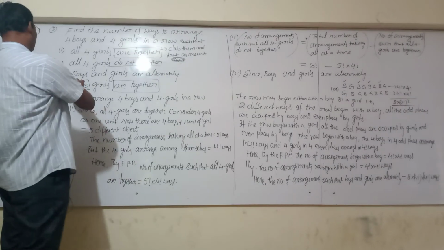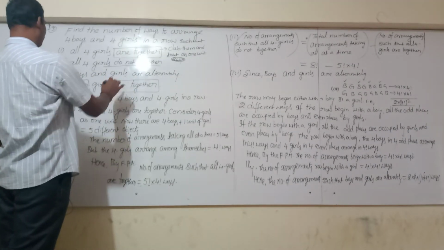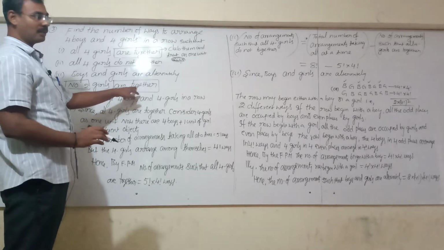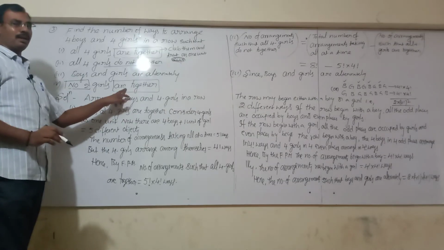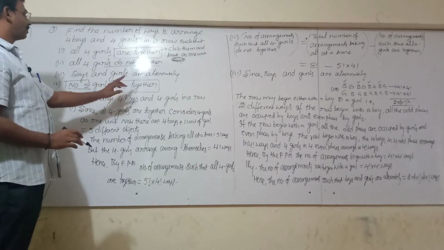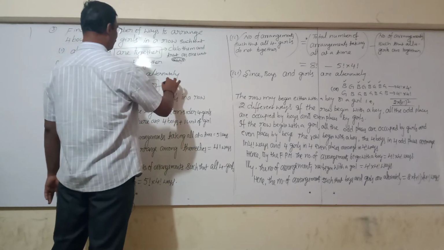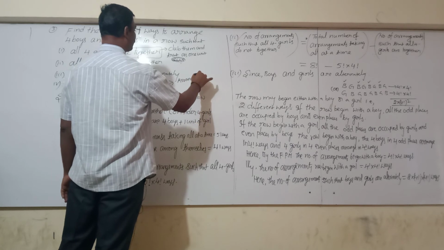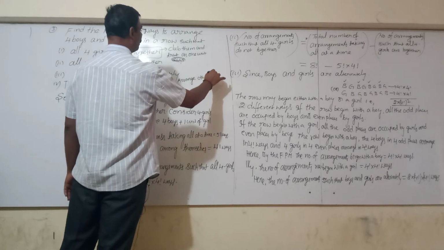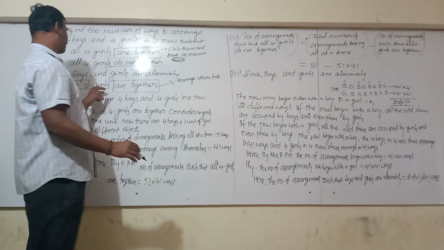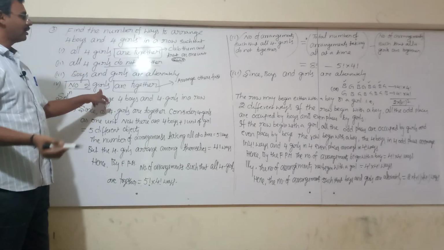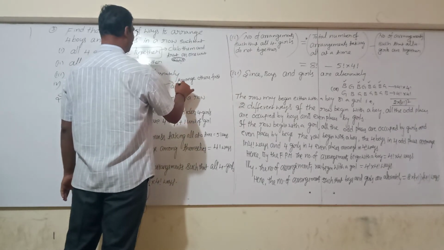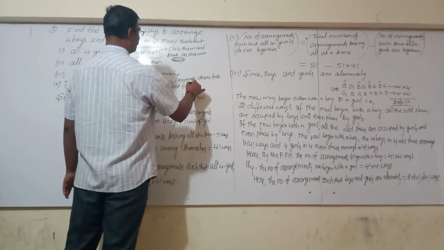Remember all of you, whenever these words, no two are together, are there, it is a very important model from the CET point of view. Firstly, what to do here? Arrange the others first. Others means boys here, since we are speaking about girls. Arrange the others first and fill these gaps.